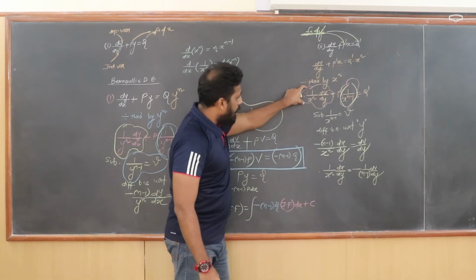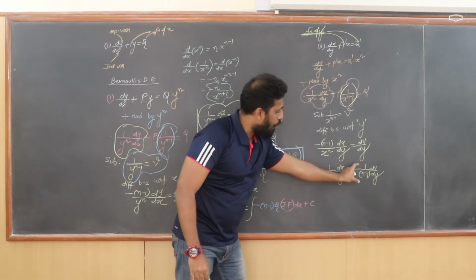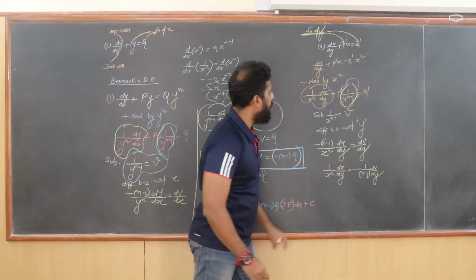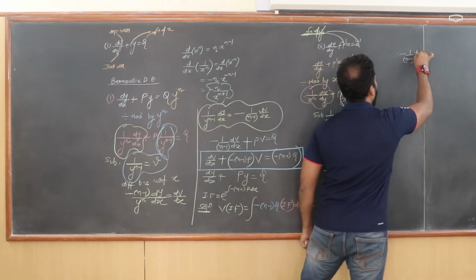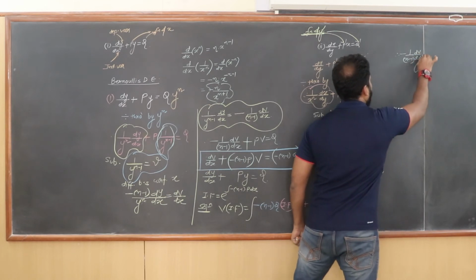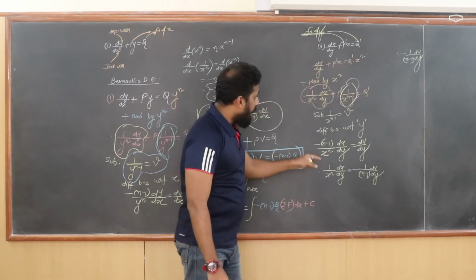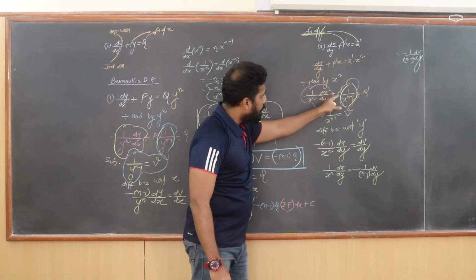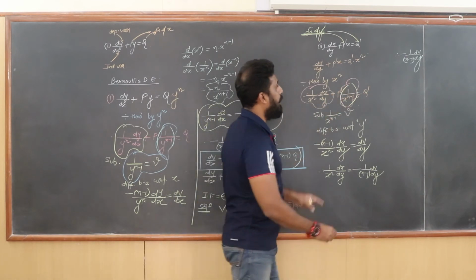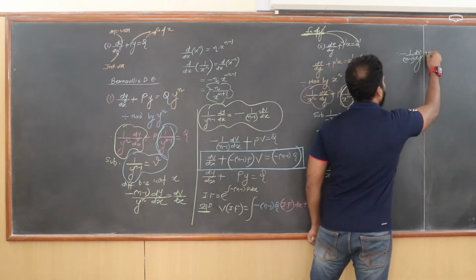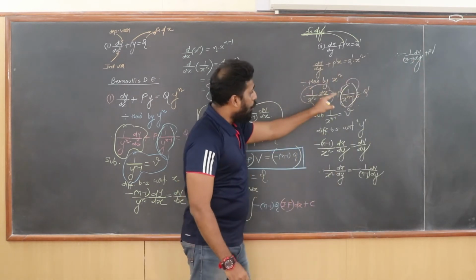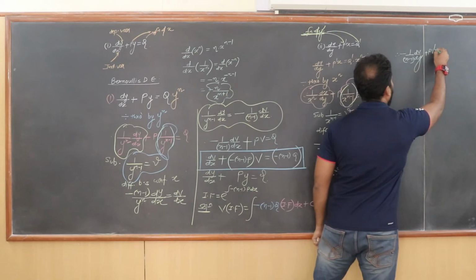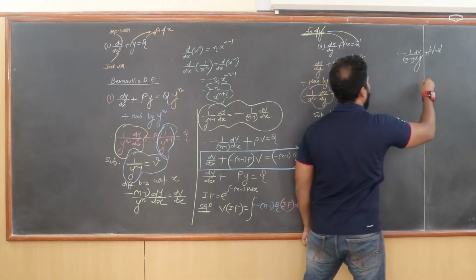So the first term becomes minus of 1 upon n minus 1 dv by dy. Then the next term is plus p into, this is v. So I write plus p into v, isn't it? And is equal to q dash. That's p dash and q dash.